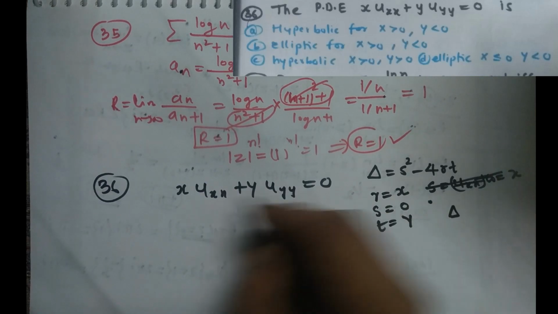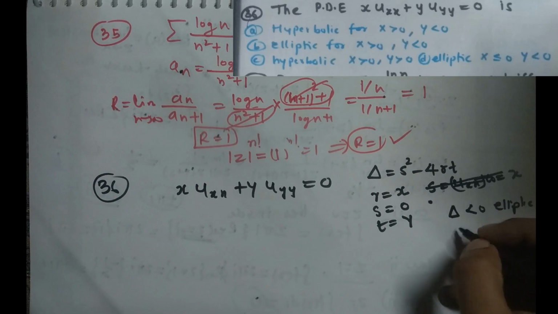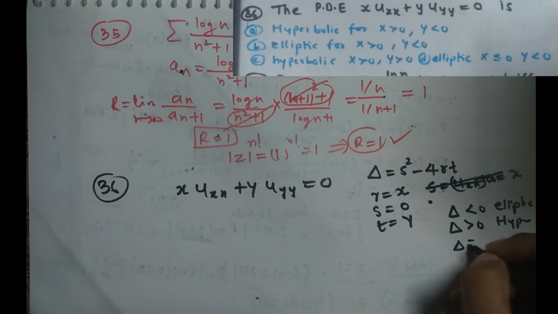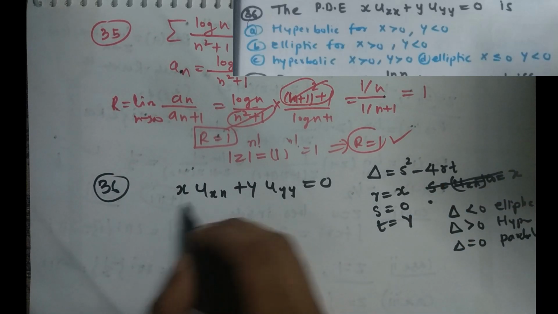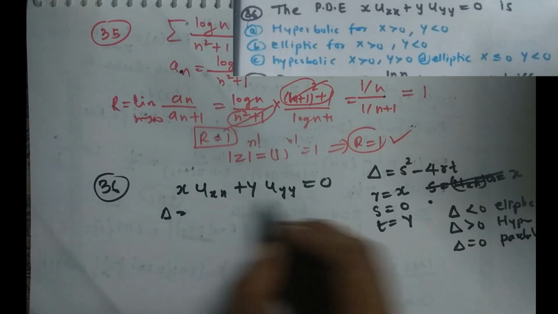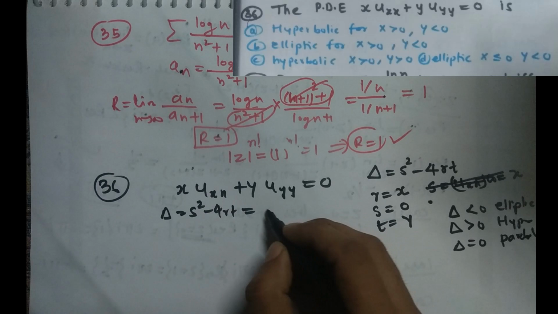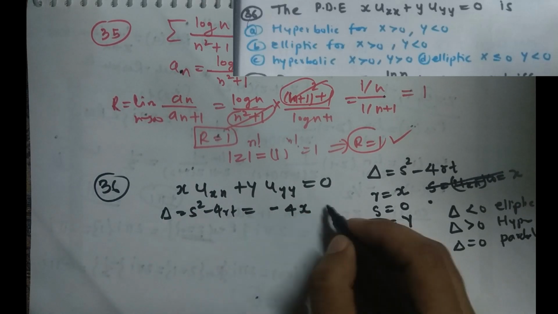And when do we say our given PDE is elliptic? Whenever delta is negative, given PDE become elliptic. Whenever delta is positive, given PDE become hyperbolic. Whenever my delta is 0, my PDE become parabolic. Okay, so you must remember this. If I consider delta for this case, s square minus 4rt become s is 0, minus 4 r is x, and t is our y.